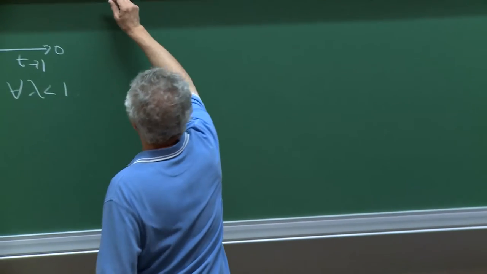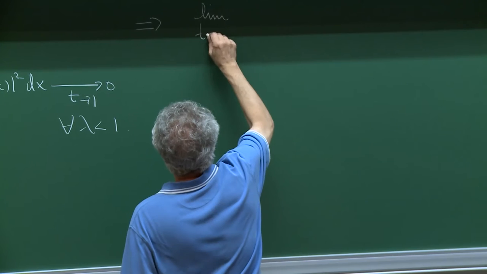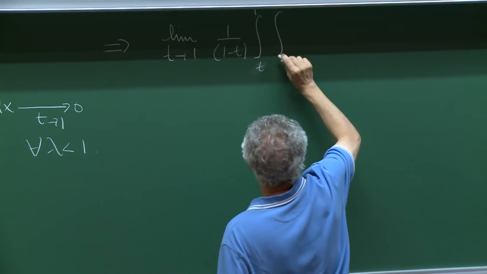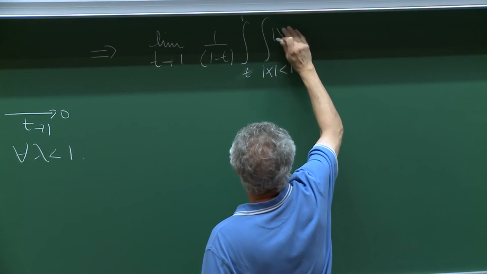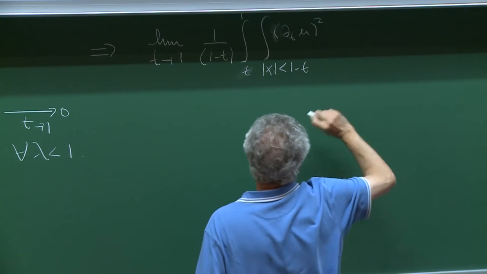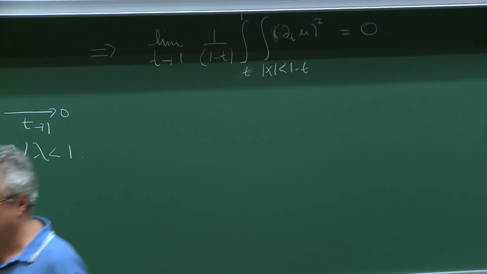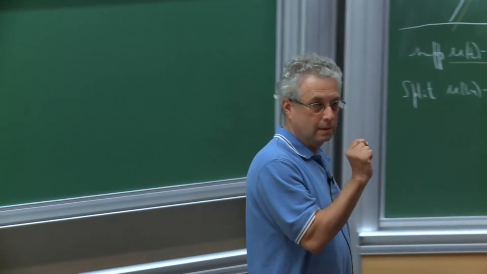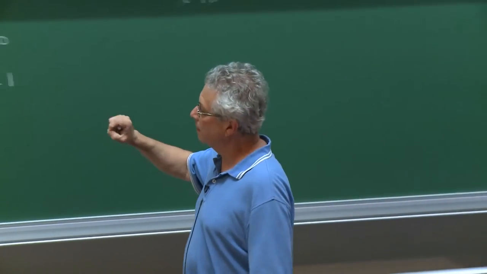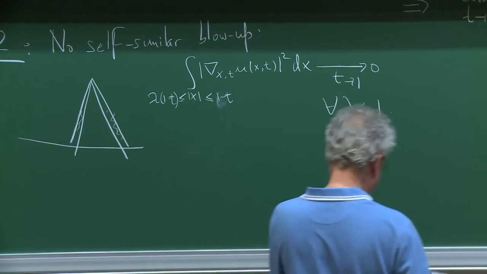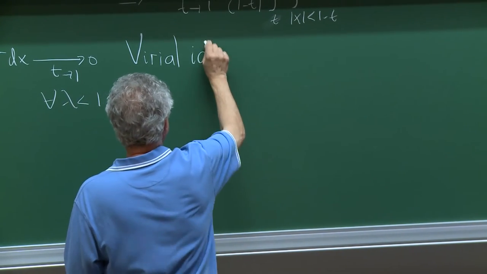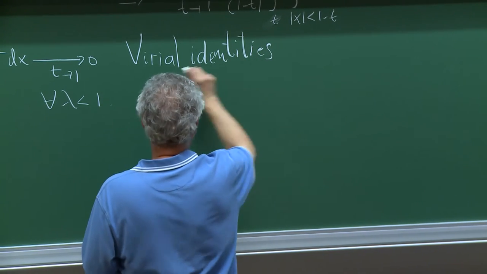So the second step is that the lack of self-similar blow-up implies that in the Cesaro means the time derivative goes to zero inside the cone. So how does one prove this from that? One uses virial identities. And I need to mention virial identities. This seems to be a good time to do it. They play a role everywhere in this theory.